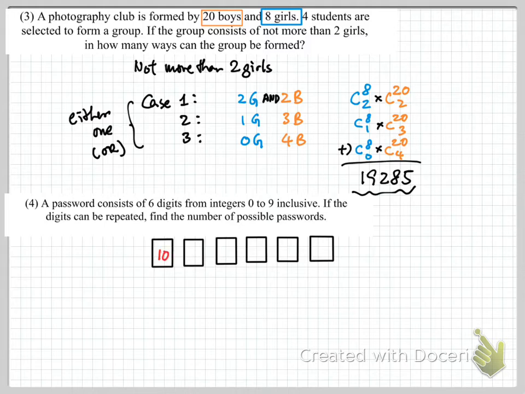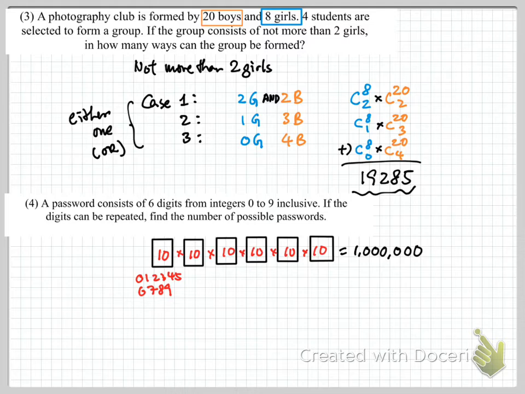It can be from 0 to 9, it can be 0, 1, 2, 3, 4, 5, 6, 7, 8, 9, altogether 10 choices. In the second box, there are another 10 choices because they can repeat. Likewise, in every box there are 10 choices. If you multiply them together, the answer will be 1 million in this question. There are so many different passwords you can make.